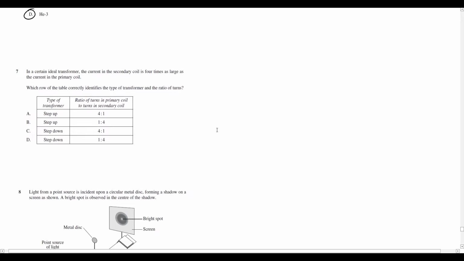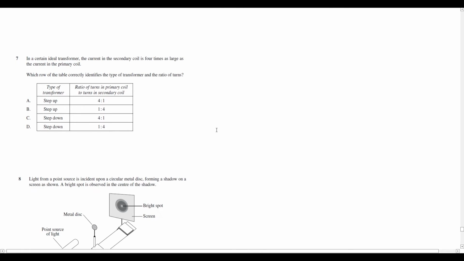All right, moving on to question 7. In a certain ideal transformer, the current in the secondary coil is 4 times as large as the current in the primary coil. Which row of the table correctly identifies the type of transformer and the ratio of turns? What I recommend we do here is have a quick look at our equations for transformers. We can write V primary over V secondary is equal to N primary over N secondary. That's going to be one equation we can use.